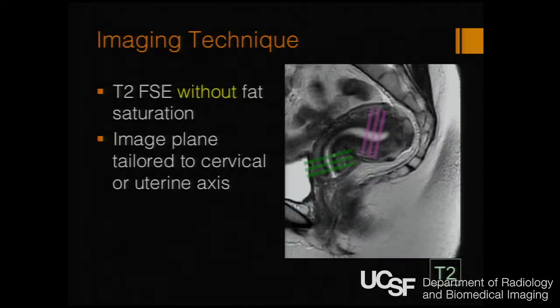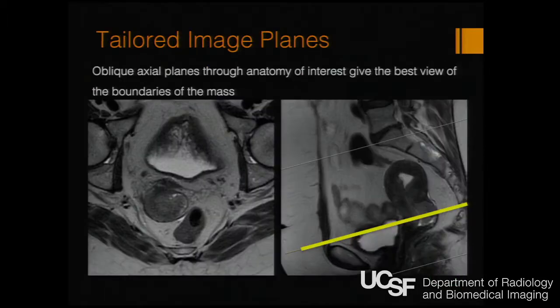So the technical factors, imaging gynecologic malignancy is pretty straightforward, but there are very important technique factors that are important to know. And when we see MRIs from other places, or sometimes when our technologists make errors, it really comes from specific misunderstandings. And really the key cornerstone technique is a T2 fast spin echo without fat saturation. And that without fat saturation is very important. And also the tailored image planes are very helpful.